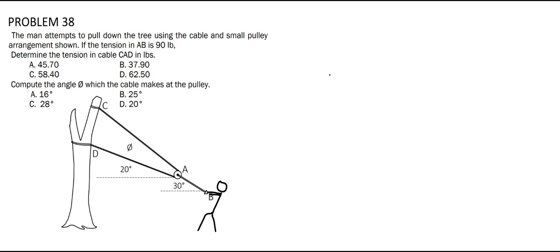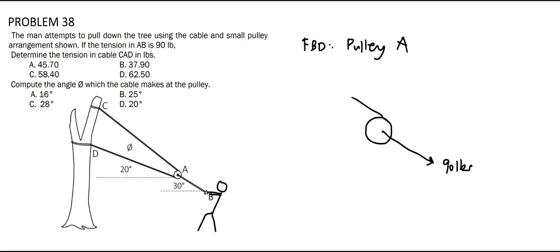Now to solve this problem, we construct our free body diagram considering pulley A. Pulley A experiences a 90-pound force that is exerted by the man, and two tensile forces equal in magnitude. The reason why they're equal is because it came from the same cable, and it is acting at an angle of 20 degrees, and another tensile force acting at an angle of 20 plus phi degrees.